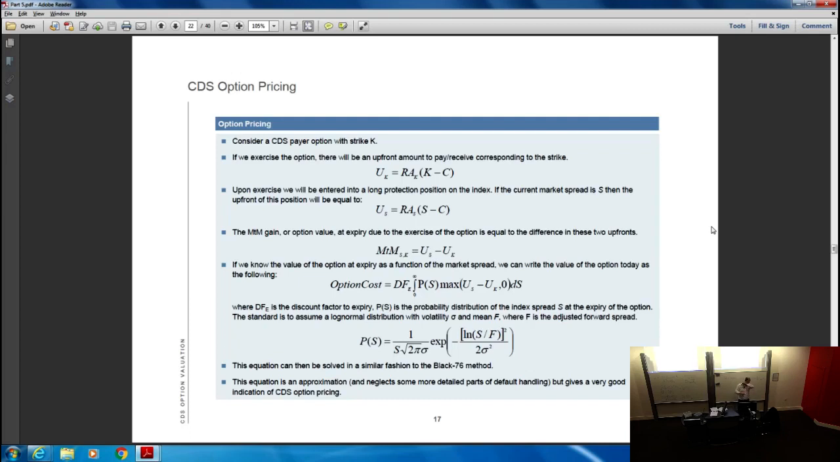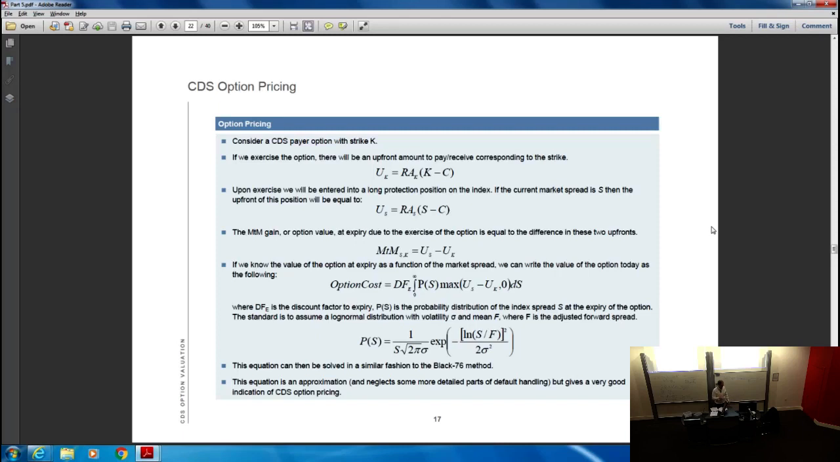So the P&L on our option is not quite the change in spread times duration, which is what we were approximating it by before, but it's basically the difference in the upfront based on the spread, versus where the upfront is based on the strike of our option against where the market spread is itself. So the cost of the option is basically a weighted probability discounted back to today, and you can use your standard Black model on that to find what the price of that option is at any point in time.